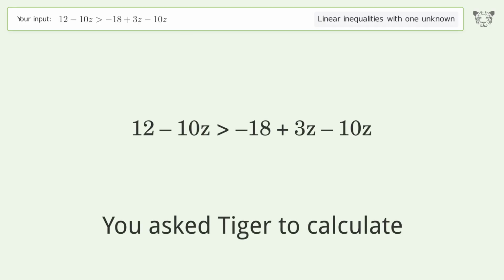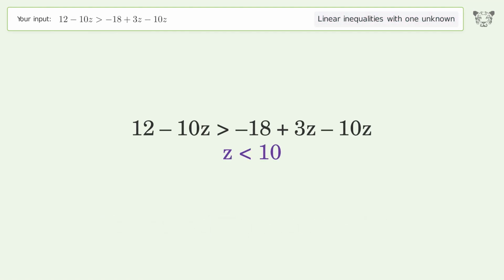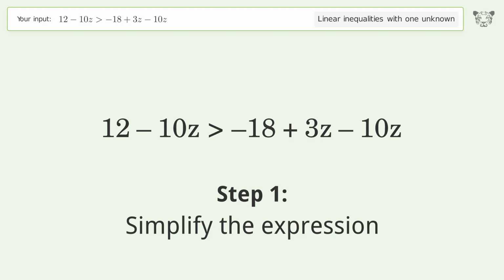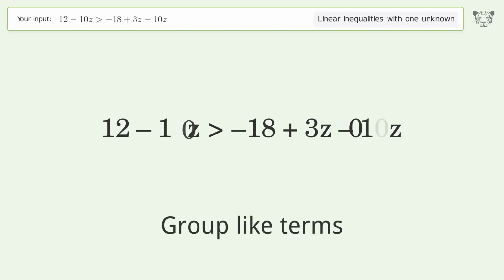You ask Tiger to calculate. This deals with linear inequalities with one unknown. The final result is z smaller than 10. Let's solve it step by step. Simplify the expression. Group like terms.